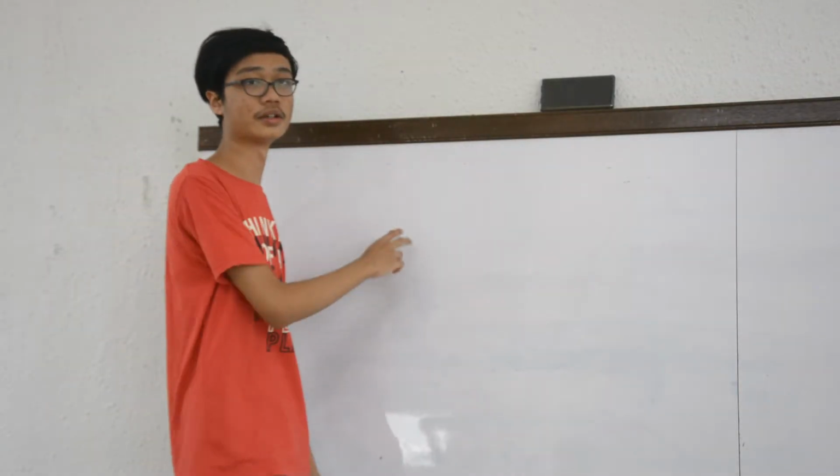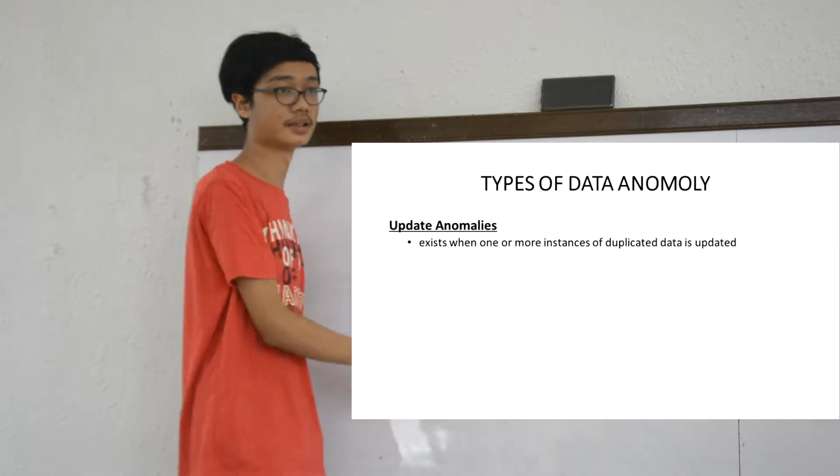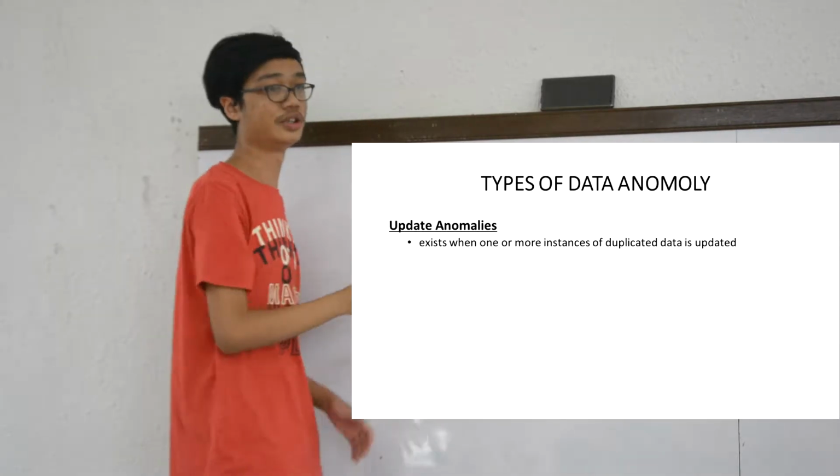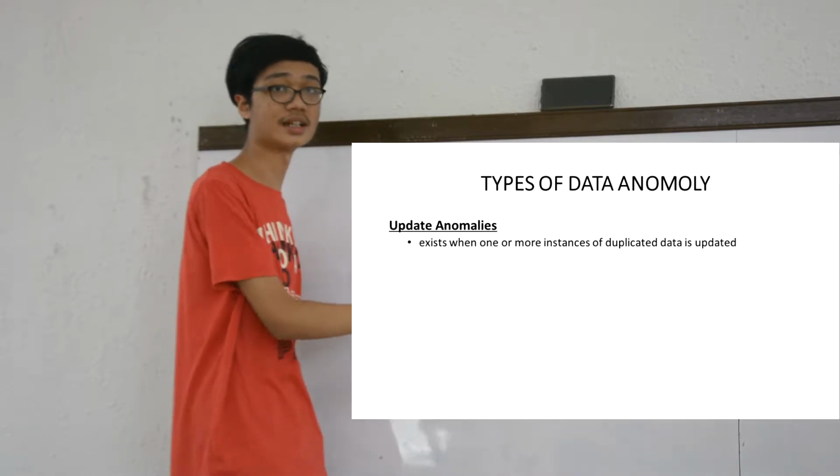Okay, now we're going to talk about the types of data anomaly. First, we'll talk about the update anomalies. Update anomalies exist when two or more instances of duplicated data are updated.